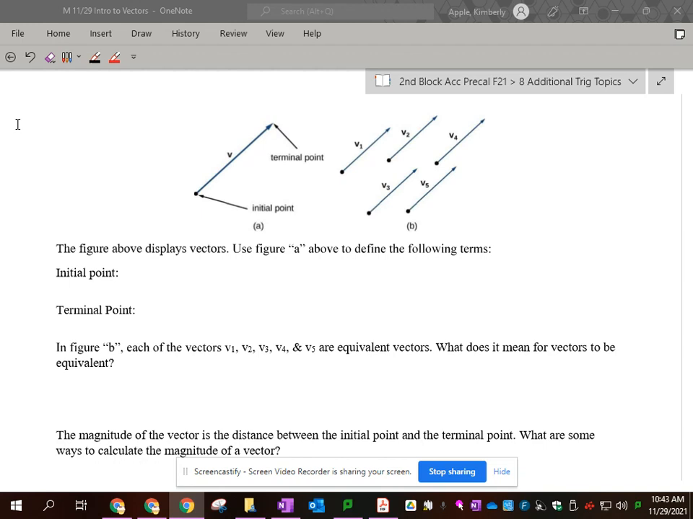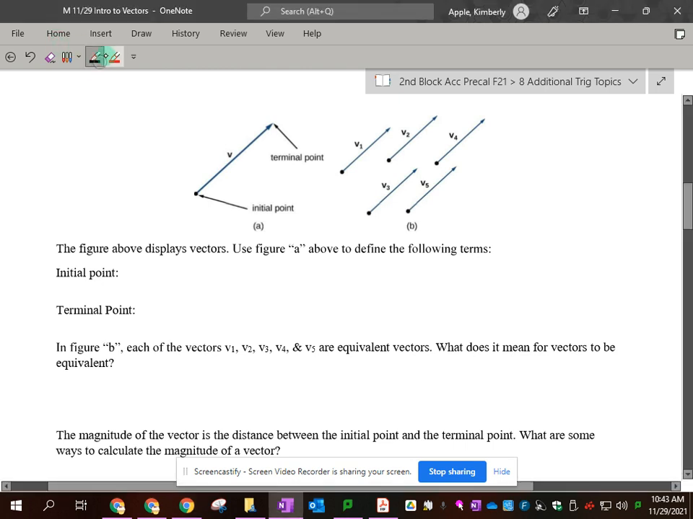All right, so the first thing we wanted to define was the initial point, which is really just the start of the vector, right? The starting point of the vector. And the terminal point is just the ending point of the vector, right? Like, start versus end. So really, really simple explanations here. So this is where the vector starts. And the end here, you'll have another point, and that's where it ends.